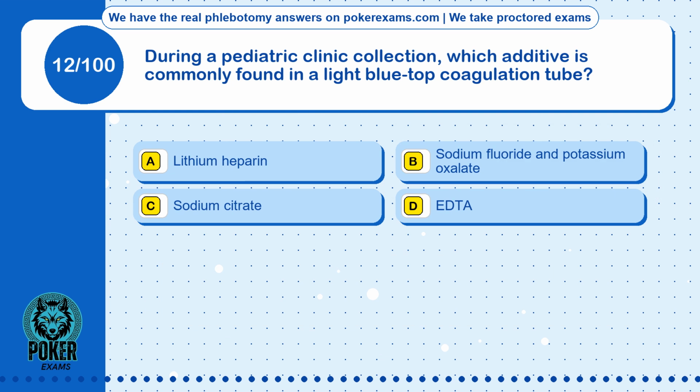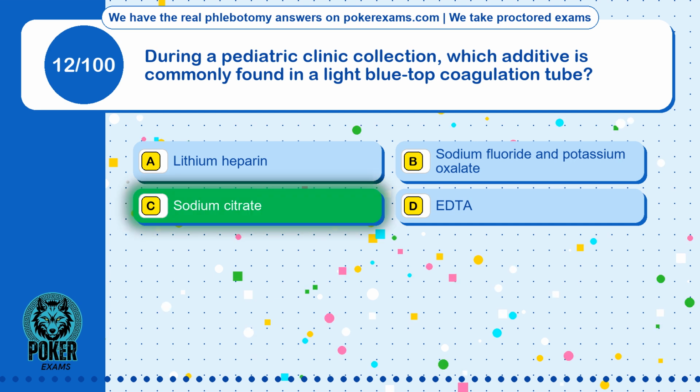Question 12. During a pediatric clinic collection, which additive is commonly found in a light blue top coagulation tube? Option A, lithium heparin. Option B, sodium fluoride and potassium oxalate. Option C, sodium citrate. Option D, EDTA.